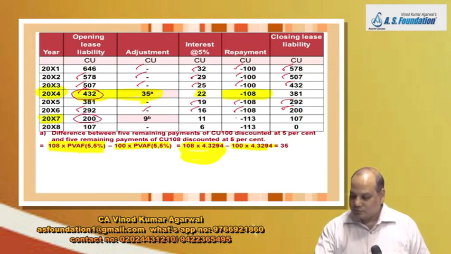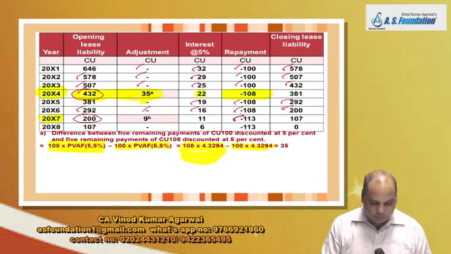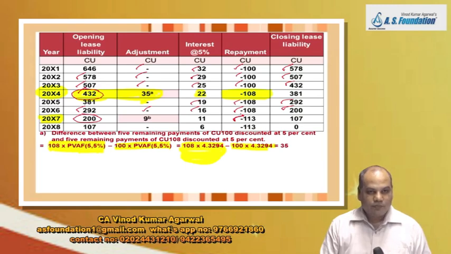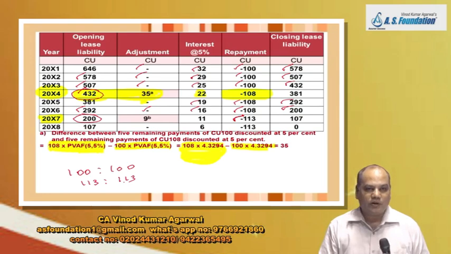What is your index now in 2007? 113. So if the index is 113, your rent will also become 113. Why? When the index is 100, rent is 100. When the index is 113, rent will also be 113. For 2 more years, you have to pay 113 now.